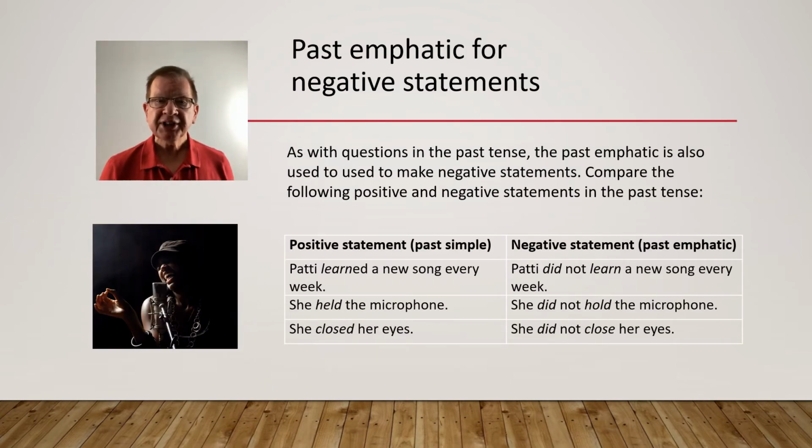Now let's look at past emphatic negative statements. As with questions in the past tense, the past emphatic is also used to make negative statements. Compare the following positive and negative statements in the past tense. First example, positive statement: Patty learned a new song every week. Negative statement: Patty did not learn a new song every week.